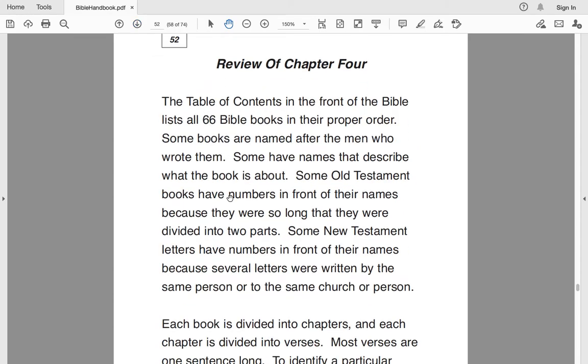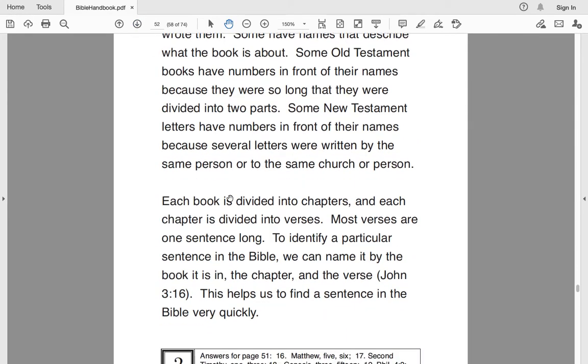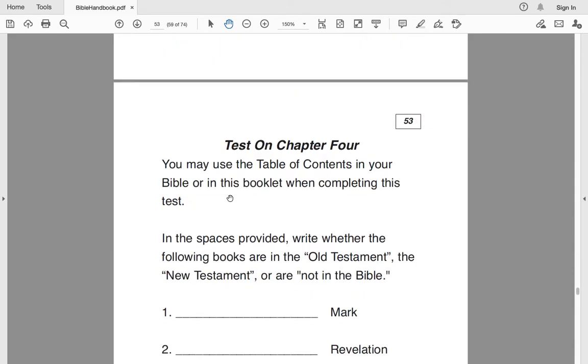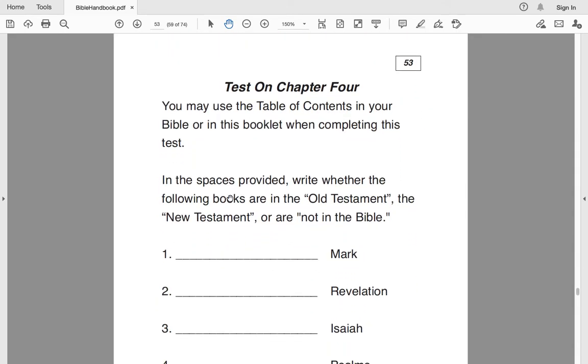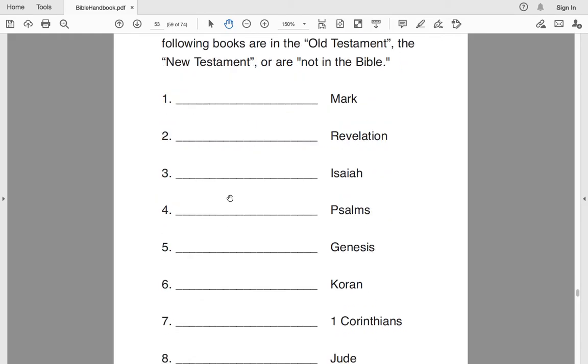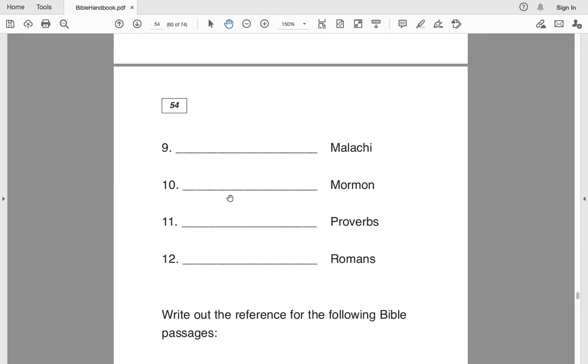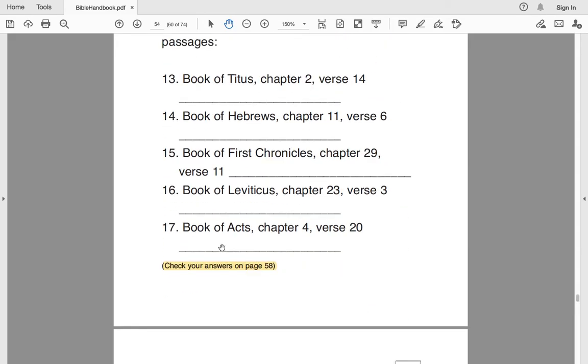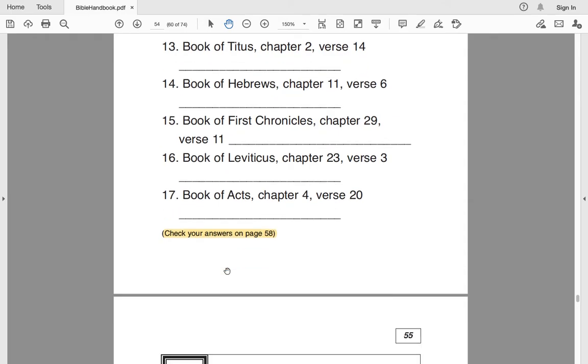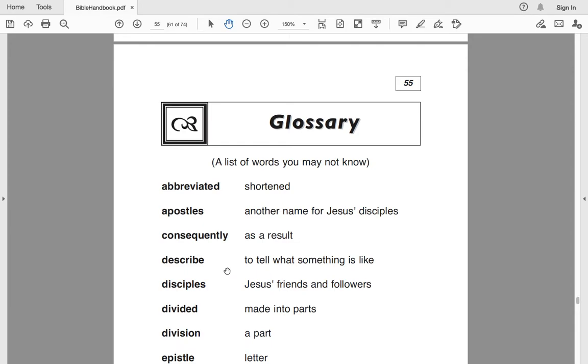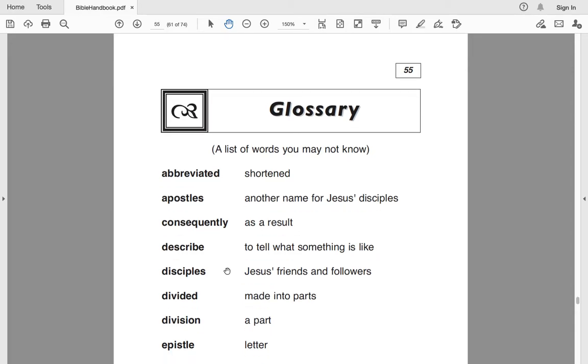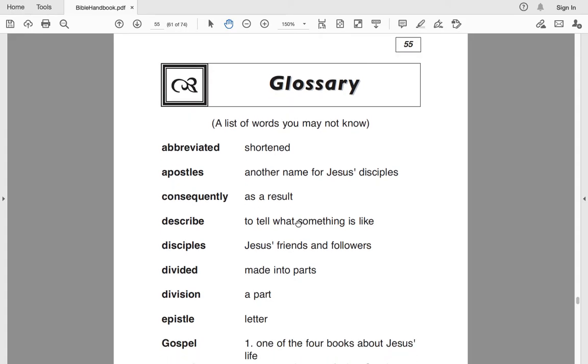Page 52, reviews in paragraph form, chapter number 4. Page number 53, we have a test on chapter number 4. Again, when you get to the bottom of this page, it says you can go ahead and look on page 58. Again, try to do the best that you can first before you go ahead to check your answers on page 58. Some of the familiar words that we've used throughout are all put together here on page 55.